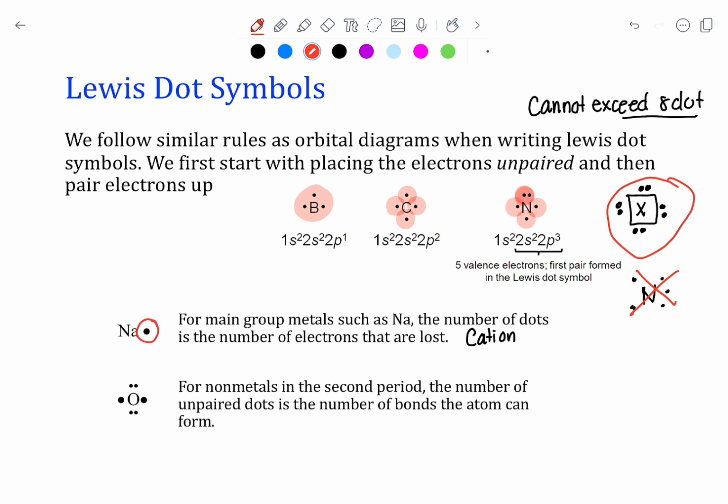When we're forming anions in our nonmetals, okay, so for nonmetals in the second period, the number of unpaired dots is the number of bonds that the atom can form. So oxygen here has 6 valence electrons. 2 electrons are paired on top and bottom, meaning that we can make 2 bonds with oxygen. And we'll talk about why that is more both later in this chapter as well as in chapter 6 and chapter 7.